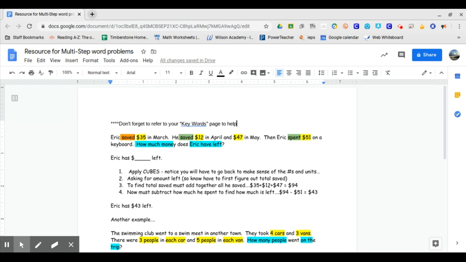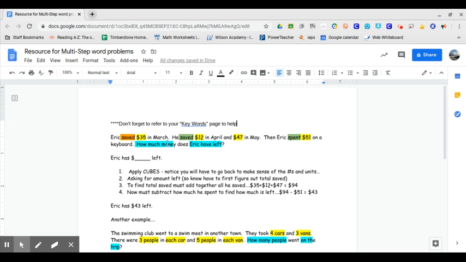So my first problem, same as always, is always going to be read through the whole thing and then we're going to apply cubes. Eric saved $35 in March. He saved $12 in April and $47 in May. Then Eric spent $51 on a keyboard. How much money does Eric have left?